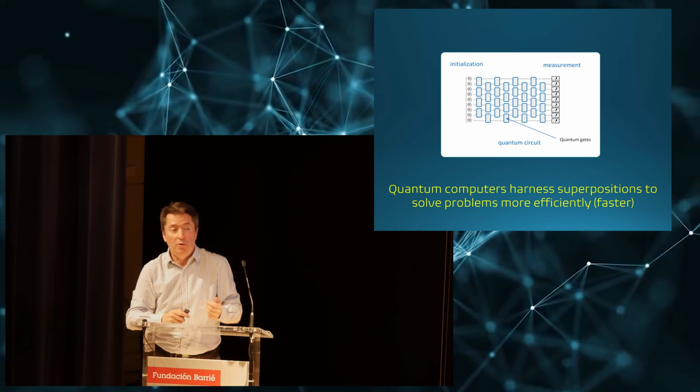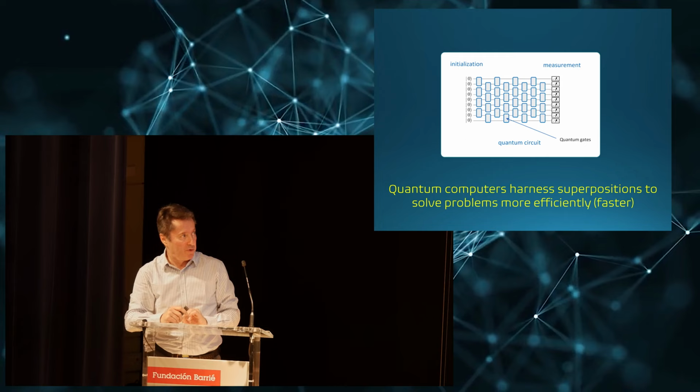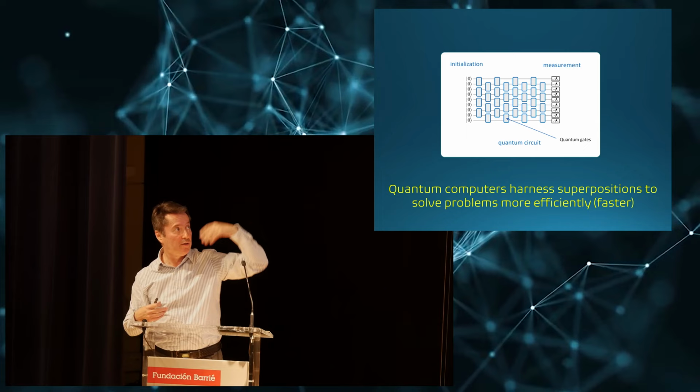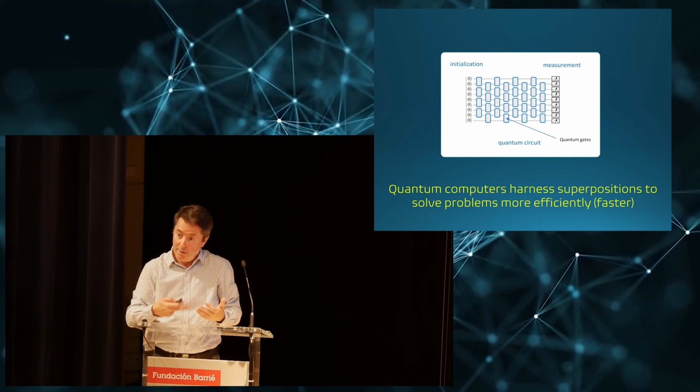So quantum computers harness superpositions to solve problems more efficiently. It's not that they use this quantum parallelism, but they use the superposition. They use these other rules of quantum physics in the middle of the computation. And at the end, with that, you can solve some problems that we know, if you find the right algorithm, much more efficiently than with a classical computer.